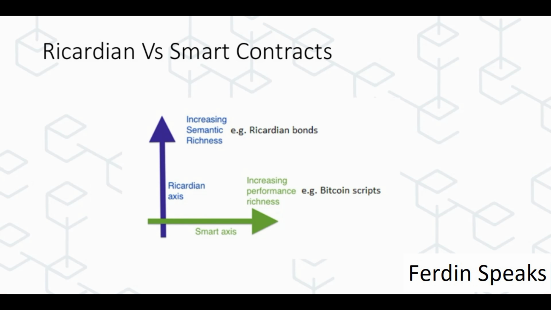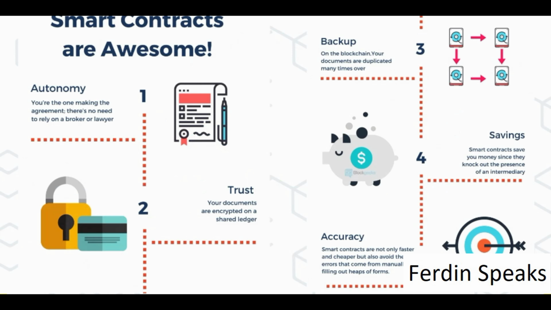And then we have the difference between Ricardian and smart contracts. We take the Ricardian contract on one axis and the smart contract on another axis. We see the increase in semantic richness, for example the Ricardian bonds, and the increase in performance richness, for example the Bitcoin scripts for smart contracts.